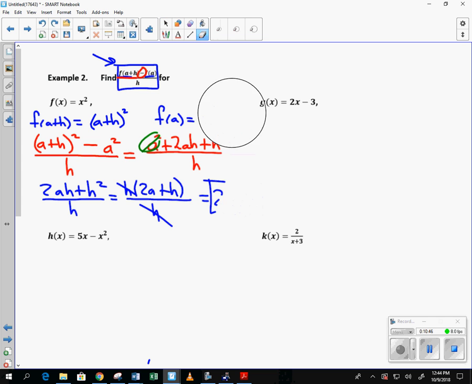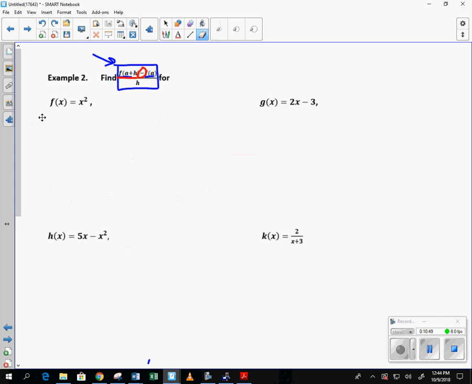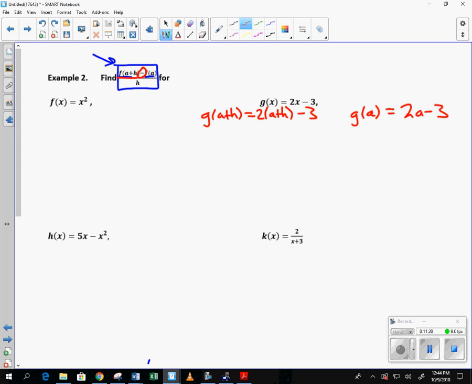We'll try one more together, and then you guys can try some on your own. We have g of x is 2x minus 3. So I'm going to start out with g of a plus h. And I get 2 times a plus h, but I can't forget about that minus 3. A lot of times people forget about the minus 3 on the end. It's the function with a plus h plugged in. I have a next piece. G of a. I plug in a and I get 2a minus 3. Good.